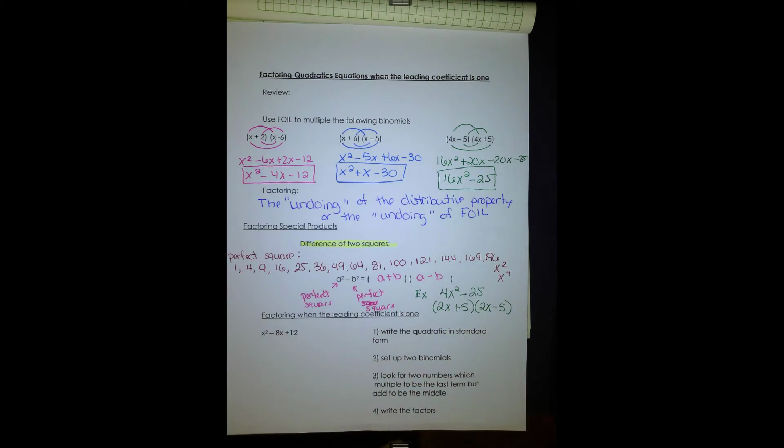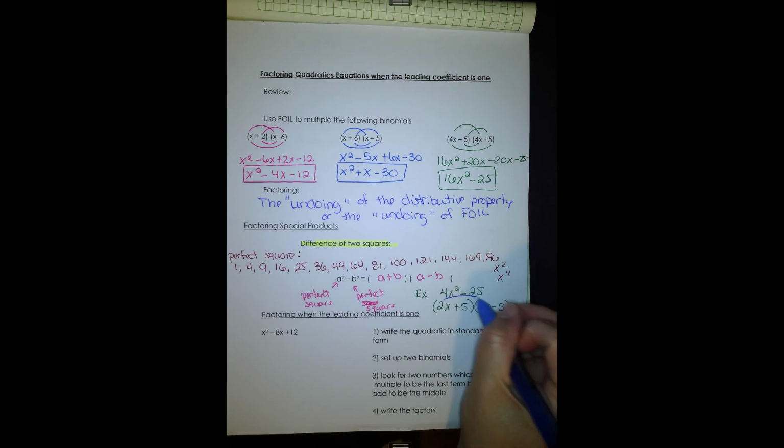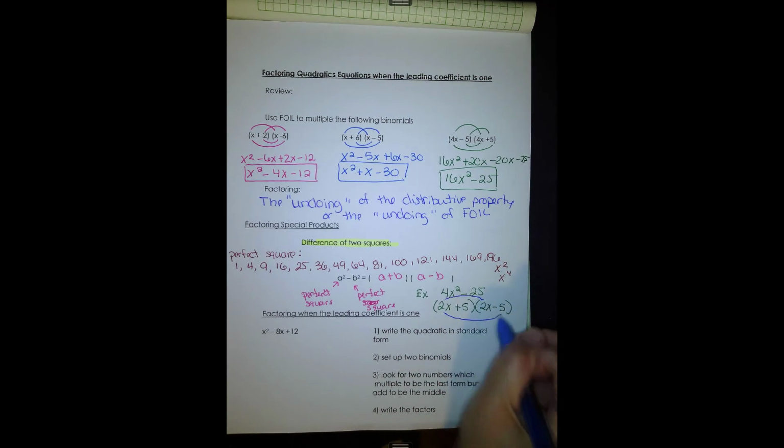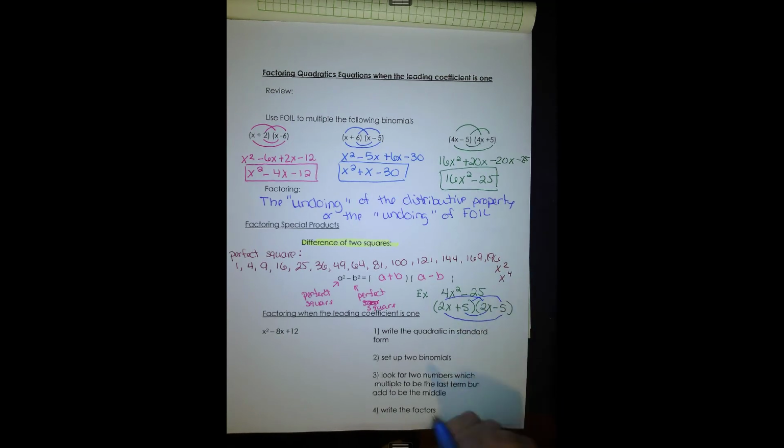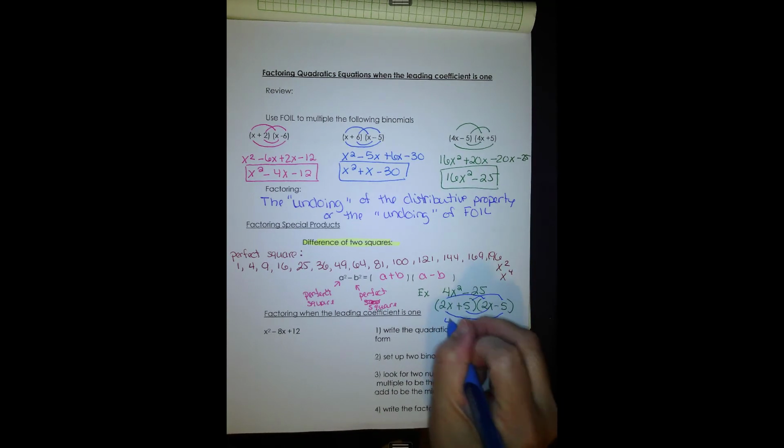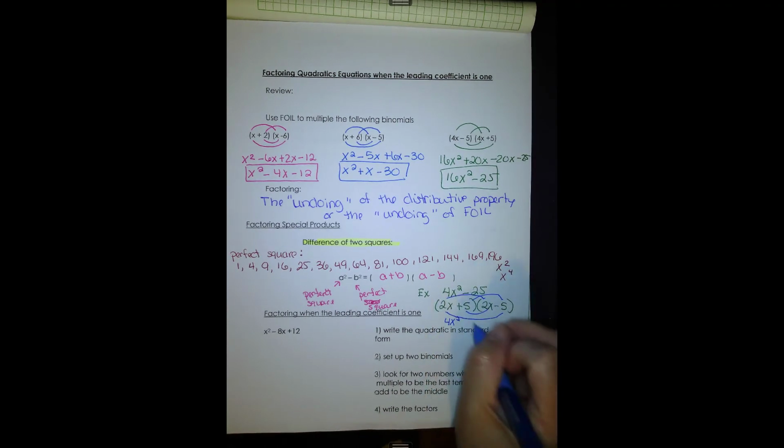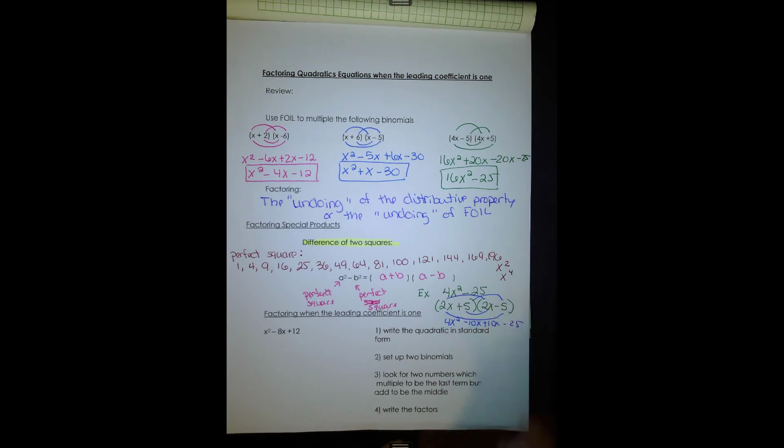And notice with this, if I did do my FOIL pattern and went first, outer, inner, last, we end up with 4x squared minus 10x plus 10x minus 25.